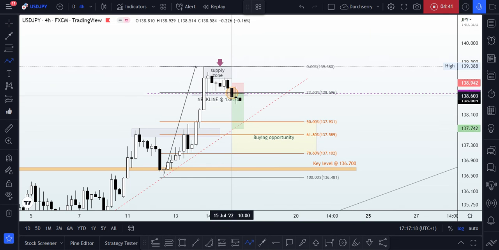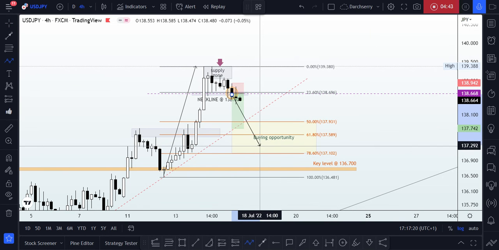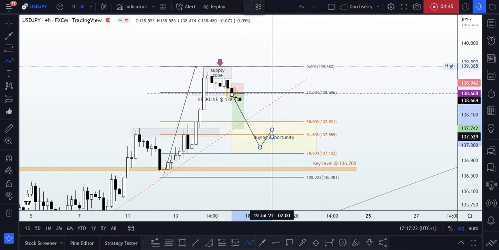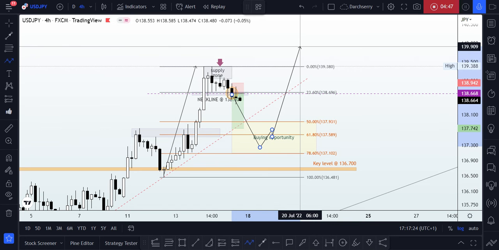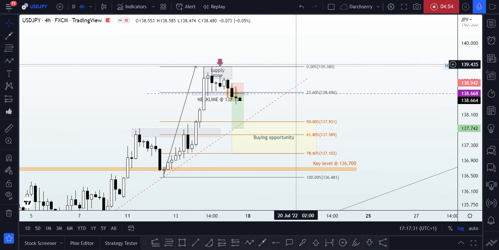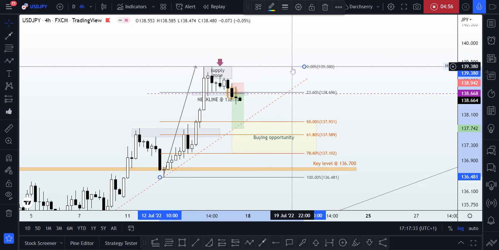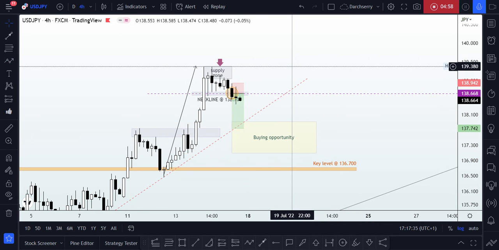And there is a possibility that if price comes into this area, we could be seeing a reversal pattern that will definitely push price to the upside from here. But until that happens, our expectations for the USDJPY this week remains bearish. And this is more or less a counter trend opportunity.